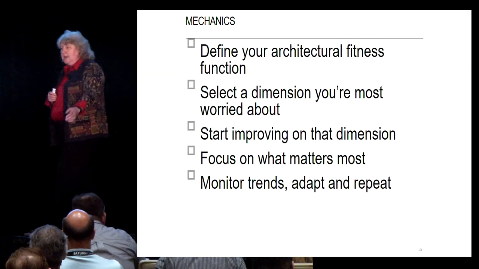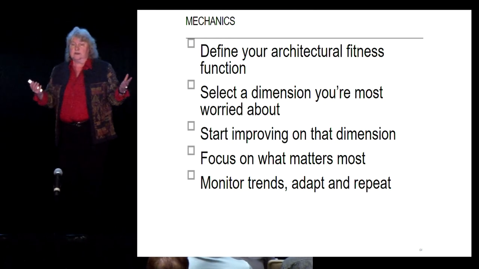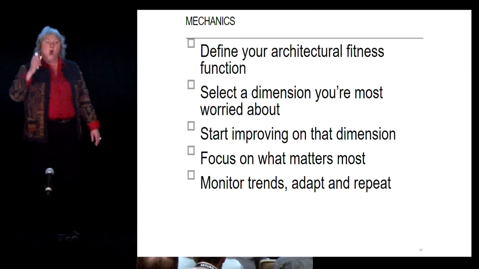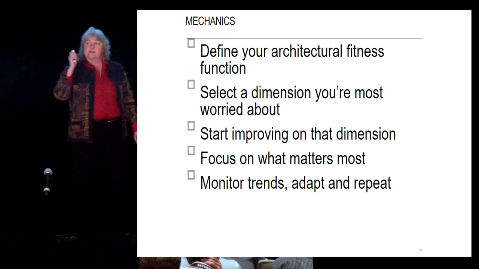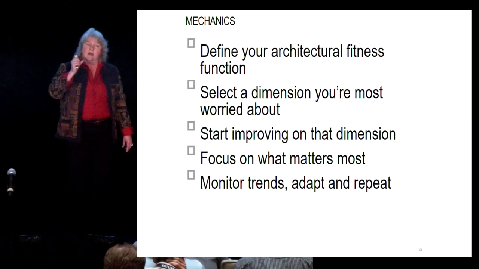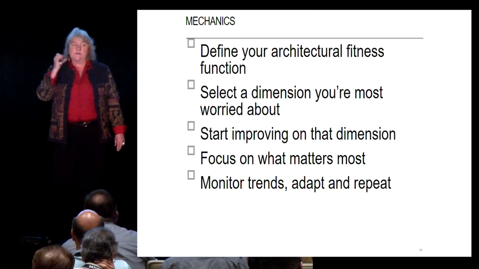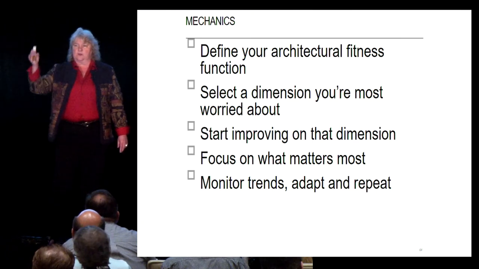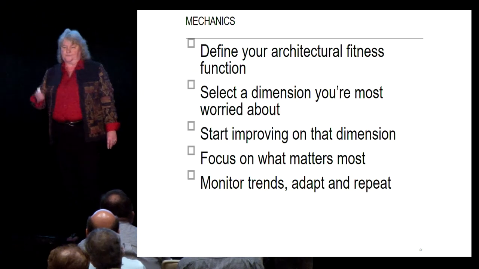So these are the mechanics. It sounds easy, but the big part of it is having that initial conversation. What architectural characteristics do you care about the most? We call this evolutionary architecture because of the central nature of this fitness function. It helps us say this is what constitutes good in this organization for this application in my domain.